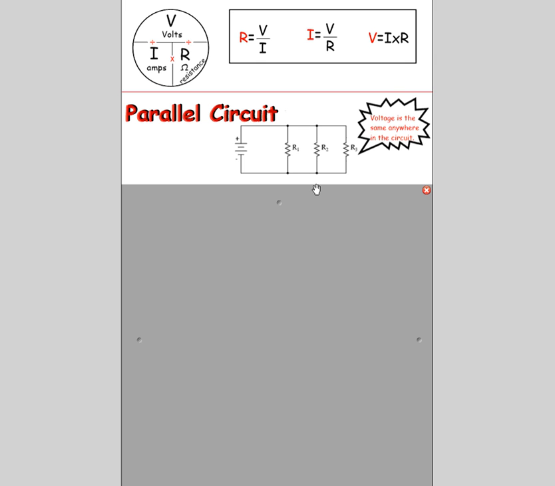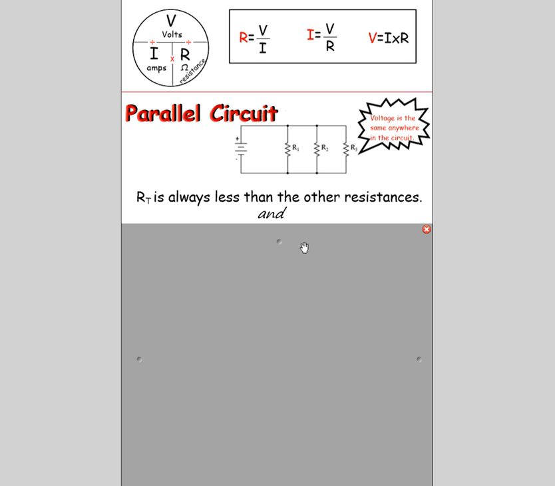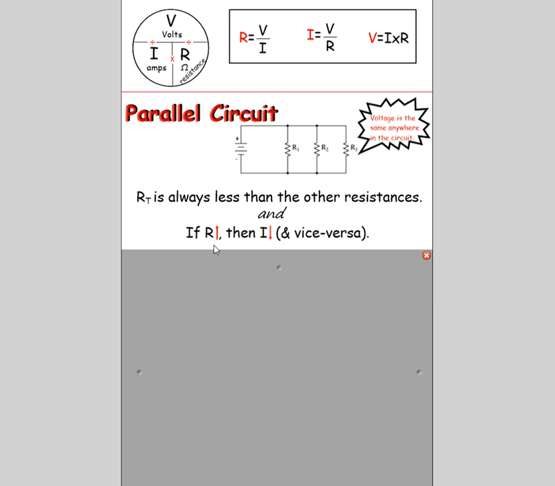Parallel circuits are by far more difficult to figure out, like individual resistance, than series circuits. For a parallel circuit, you need to know that the total resistance is always less than the other resistances, and that there's an inverse relationship between the resistance and the current. That is, if the resistance is going up, then the current is going down, and vice versa. There's a whole other video about finding total resistance in a parallel circuit and finding individual resistors in a parallel circuit that you can check out on the YouTube page or on this link later on.